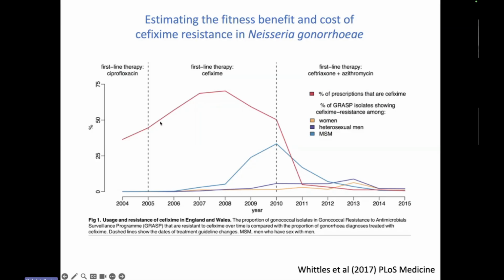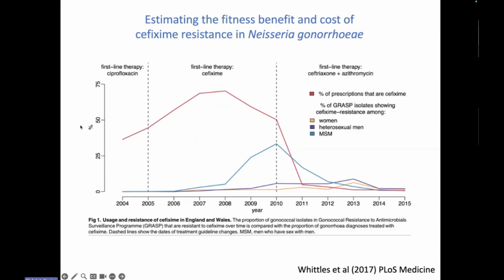Cefixime resistance, the percentage of cefixime resistance is shown by the blue bar, especially, that tells us in MSM, men who have sex with men, that the percentage of cefixime resistance rose dramatically between 2005 and 2010. And that's because during that time, the first-line therapy for gonorrhea was cefixime. So we were prescribing a lot of cefixime, and the reason why in 2005 they had switched from ciprofloxacin to cefixime is because gonorrhea had become resistant to ciprofloxacin. So I'll say more about that later.